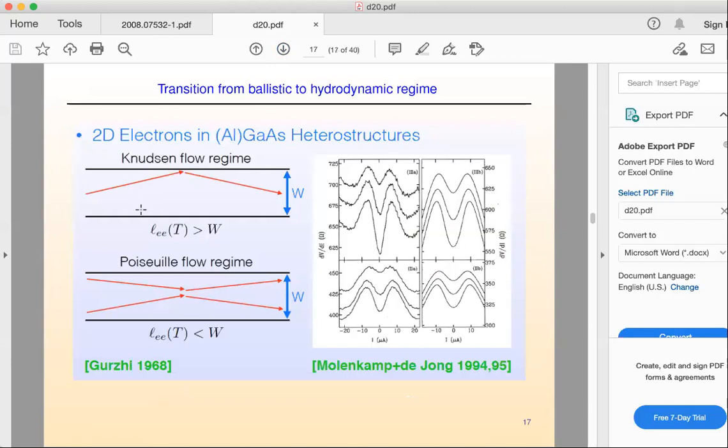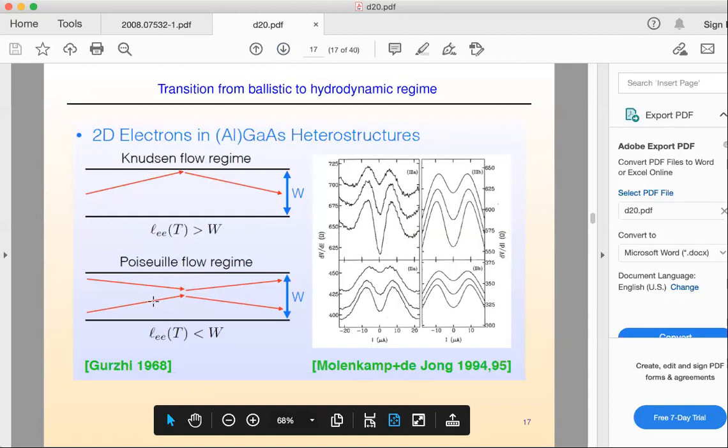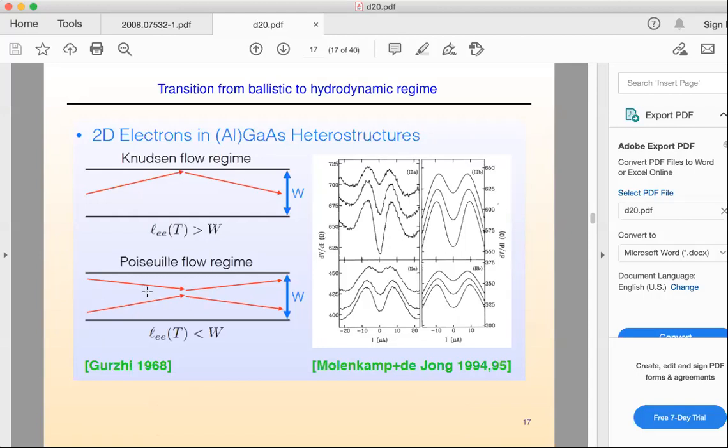Essentially, in this Knudsen flow regime, there's this ballistic behavior, and the coherence length of the electrons is much larger than the width of this wire, and then you have scattering off the walls and so on. In this Poiseuille flow regime, where there's hydrodynamic behavior, the correlation length of the electrons is the shortest length scale, and so we really have this collective hydrodynamic behavior in this wire.